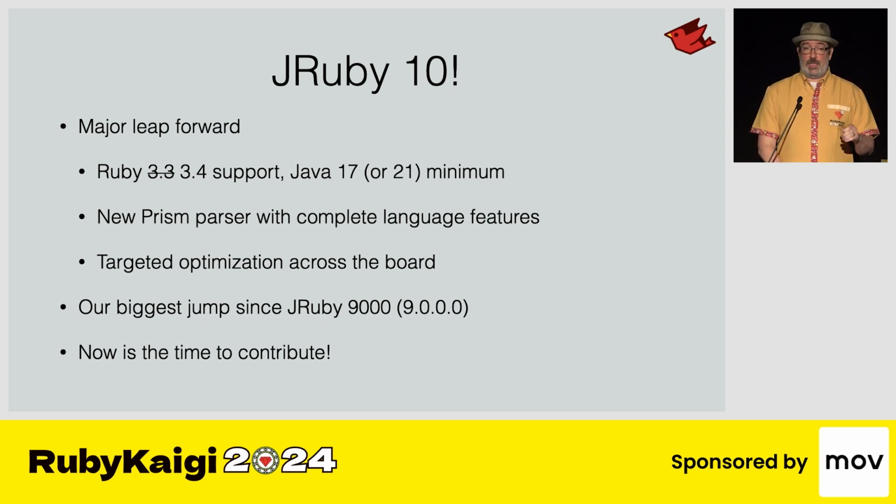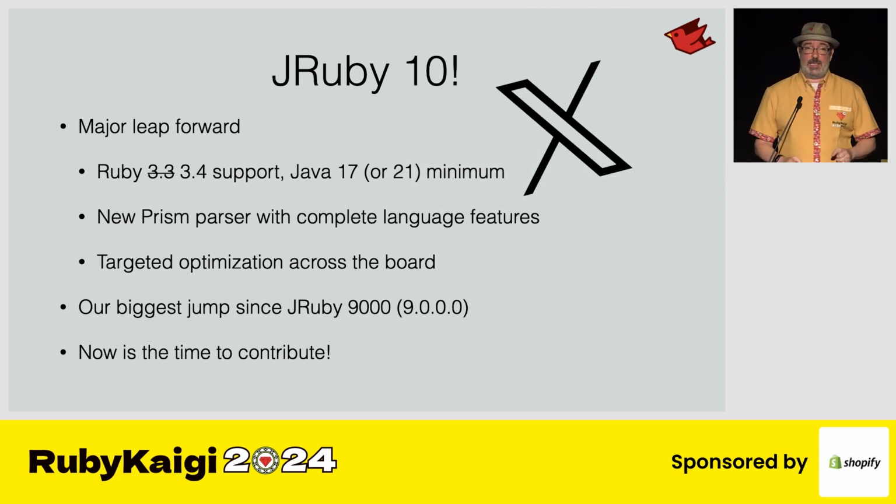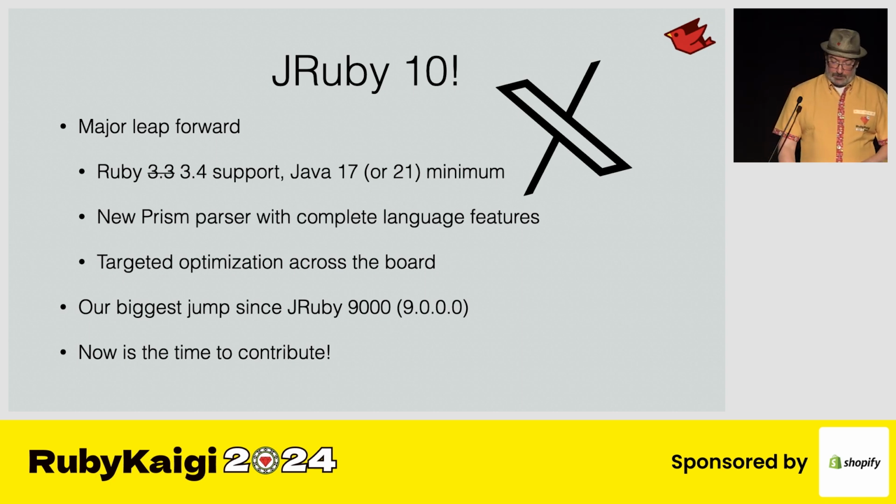We are integrating the Prism parser with complete features. All of the language features are available. We'll be doing optimizations, and I'll talk more in detail about all of these. Now is a great time to contribute to this. So JRuby 10, we did consider doing JRuby X to make it cool, but that brand has kind of been tainted these days, so it's going to be just JRuby 10.